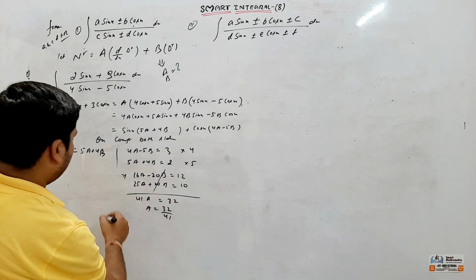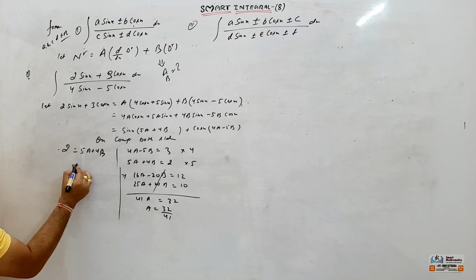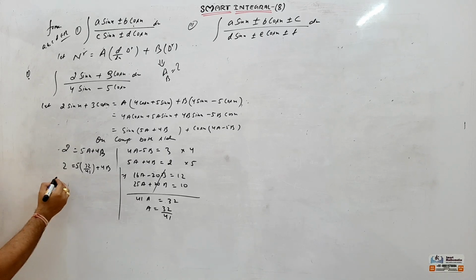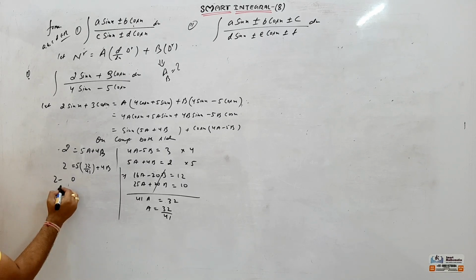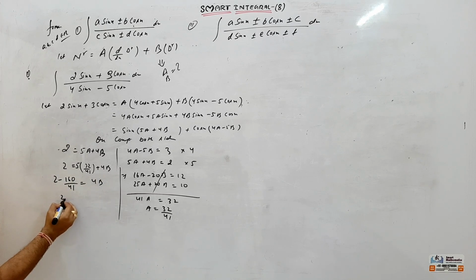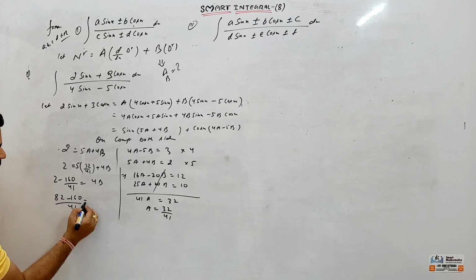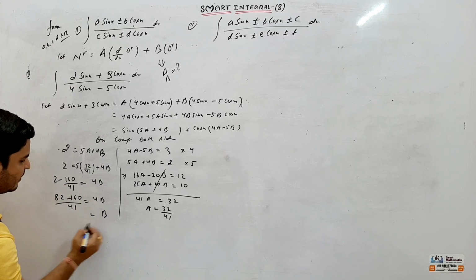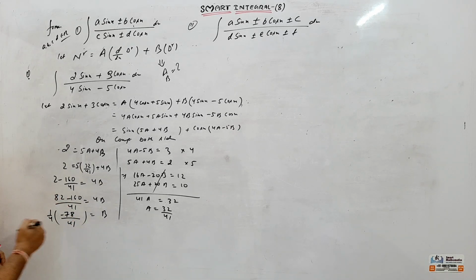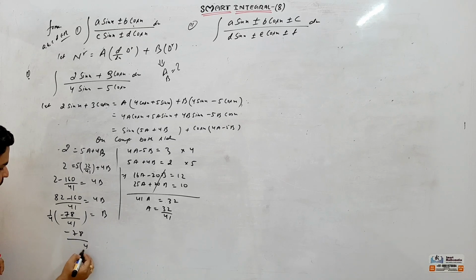Since we got the value of a, we can easily find the value of b by substituting the value of a here. 5 times 32 by 41 plus 4b equal to 2. So 2 minus 160 by 41 equal to 4b. 82 minus 160 by 41 equal to 4b. We are remaining with b equal to 1 by 4 times minus 78 by 41. So this is the value of our b, minus 78 upon 164.